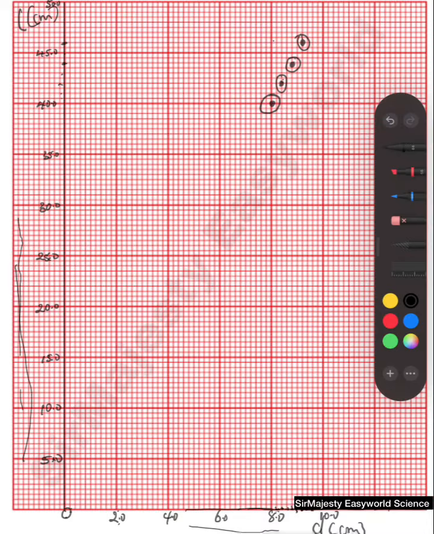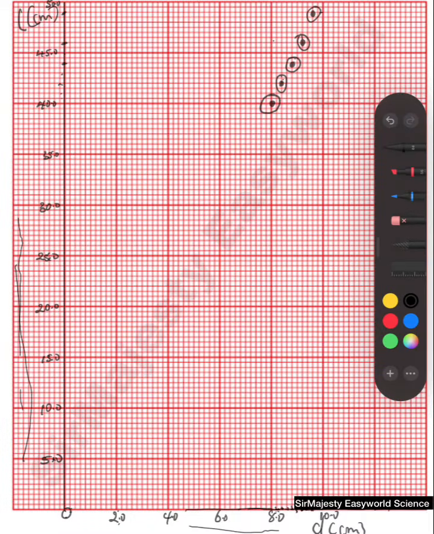9.6 against 48. I have my 48. This is my 48. 48 is here against 9.6, which is here. Look at the location. You make dot and circle. So now this is the point of the graph.